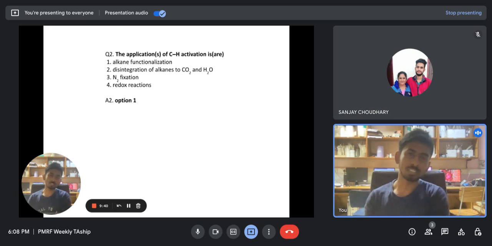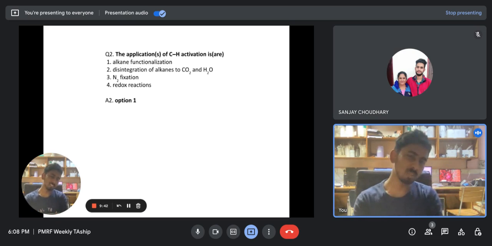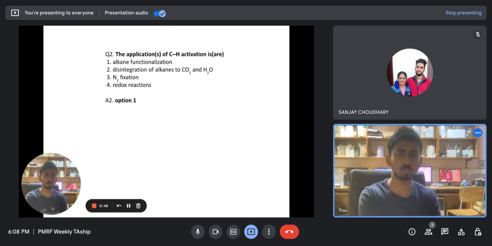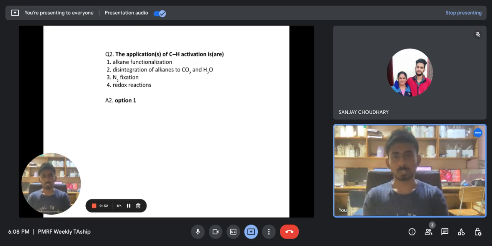Which are the applications of CH activation? Note that this question is devised such that the question is either "is" or "are", so this can be an MSQ type of question or it can be an MCQ. So the question is as such: which are the applications of CH activation?